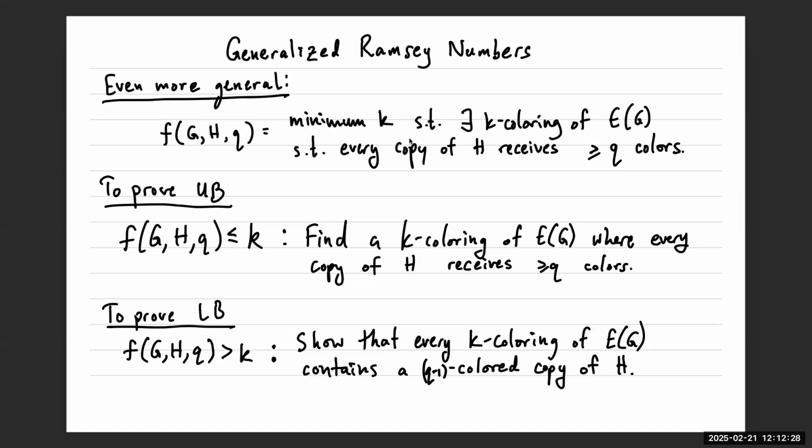Right, okay, so you define this, but how do you prove anything about it? It's nice to have the "want to shows" laid out. And so here are the two want to shows. If you want to prove an upper bound on this thing, this is probably the most important thing. So, in ordinary Ramsey numbers, lower bounds are constructions and upper bounds are for every coloring something happens, right? Here it's different. Upper bounds on this thing are constructions, okay? So to prove that F of G, H, Q is at most k, you need to find a k coloring of the edges of G so that all the copies of H receive at least Q colors, okay?